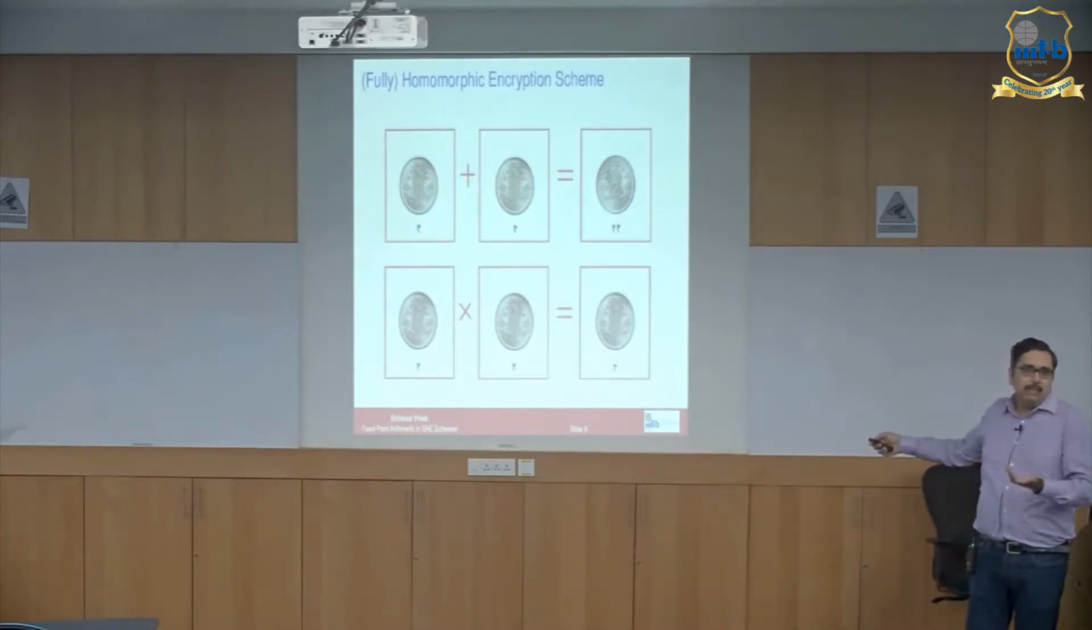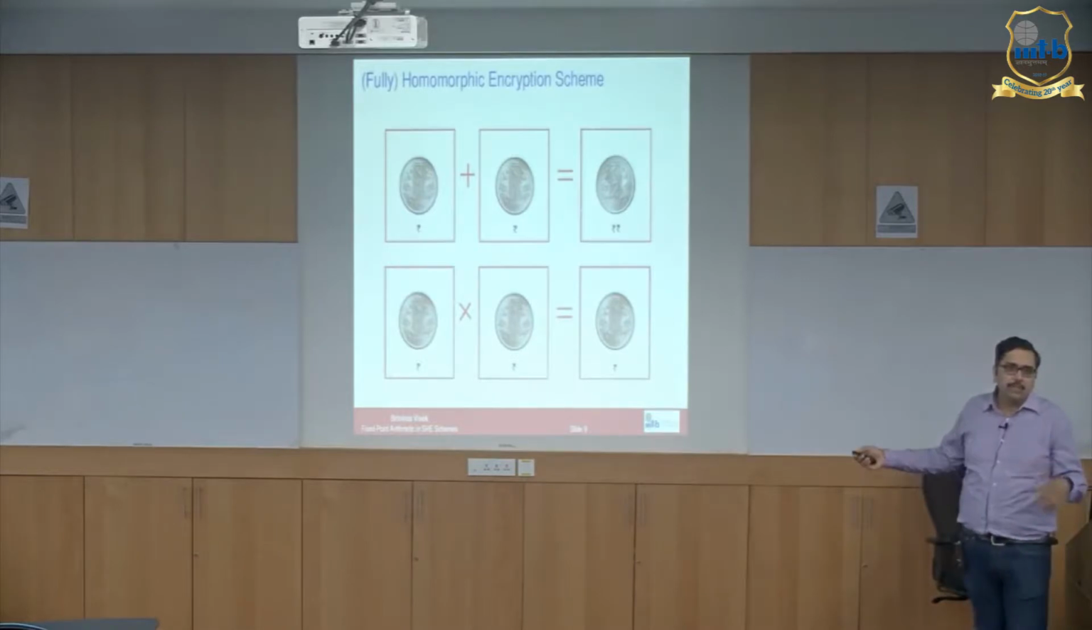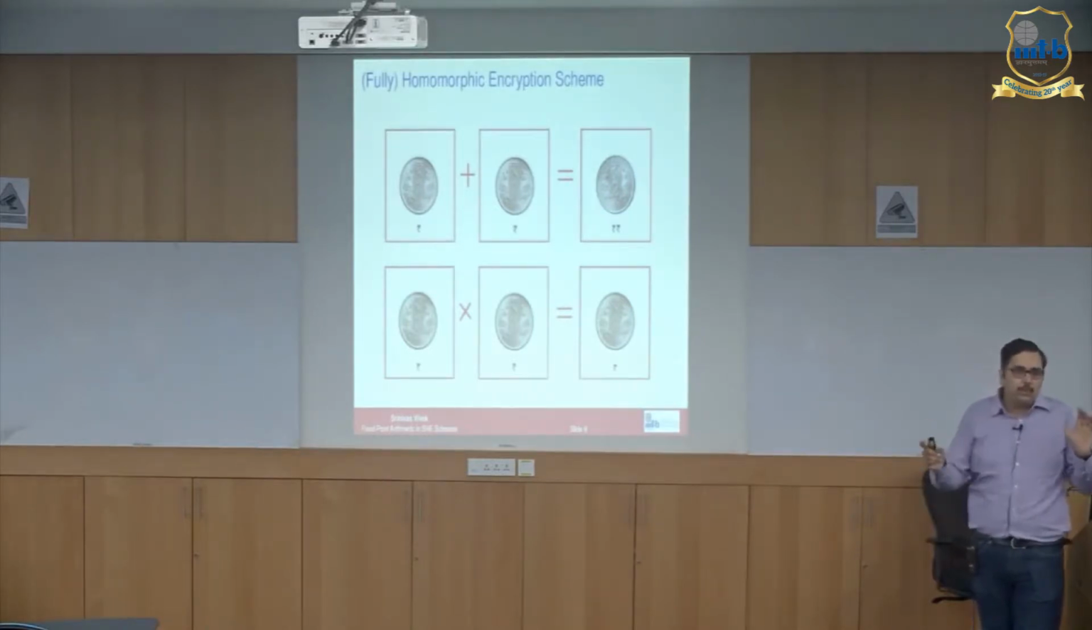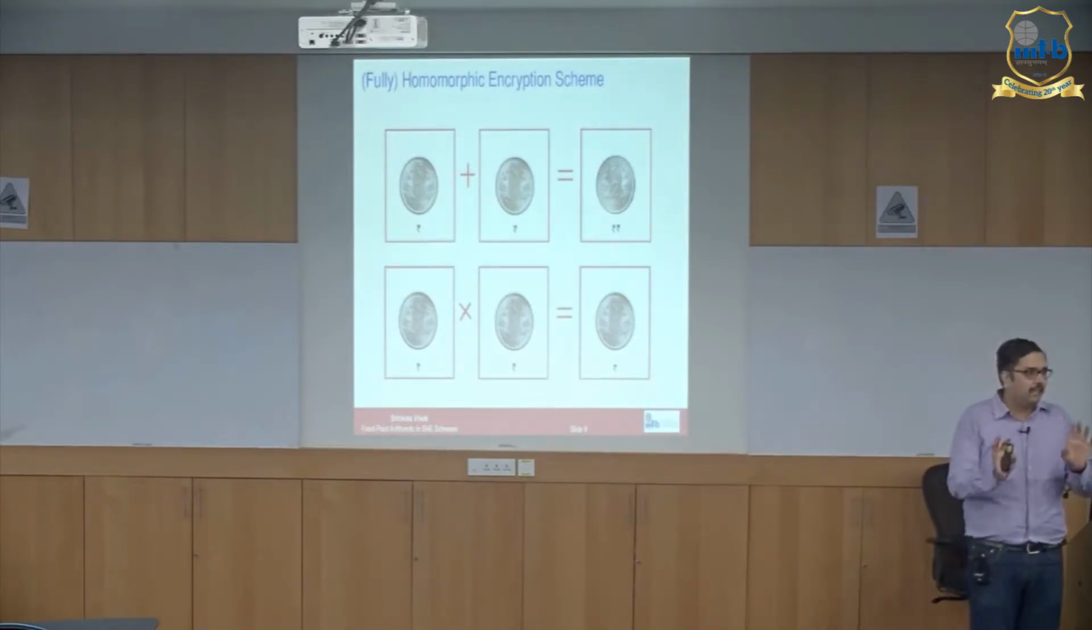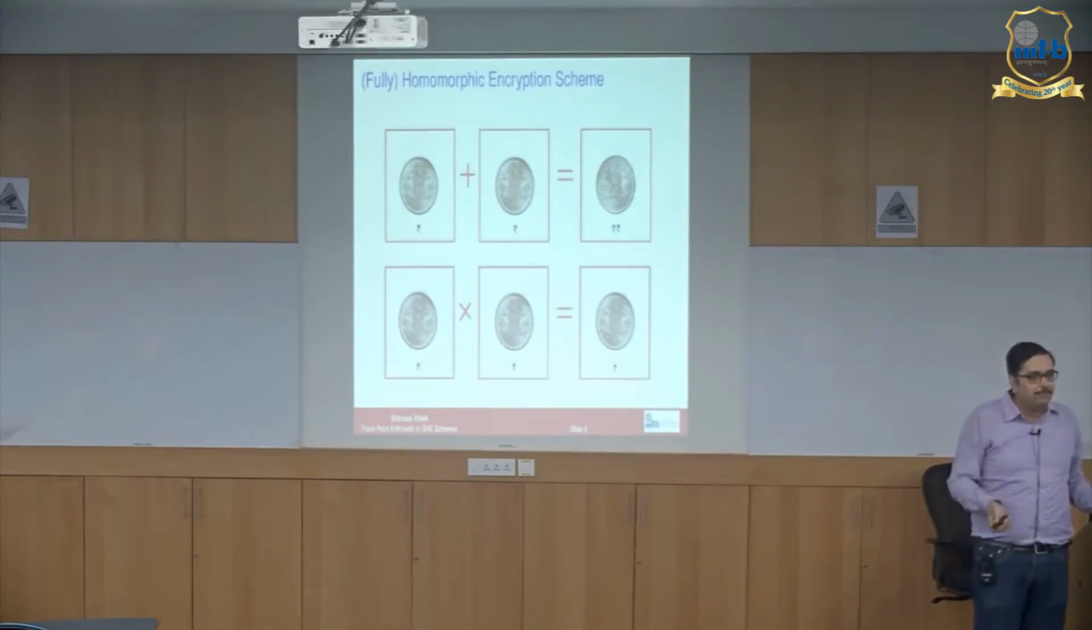So basically, XOR is nothing but addition over a field of two elements, and AND is nothing but multiplication over a field of two elements. The moment you can do that, I just need to show that you can construct a scheme and claim that you can do addition and multiplication. In principle, you can do anything.